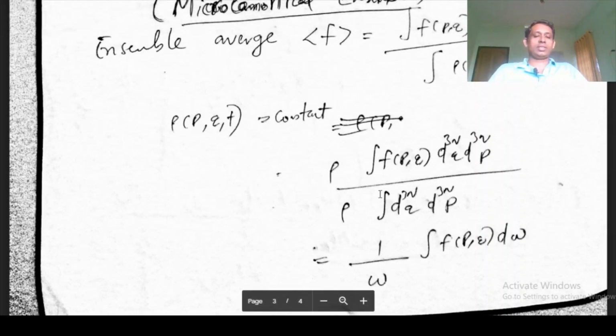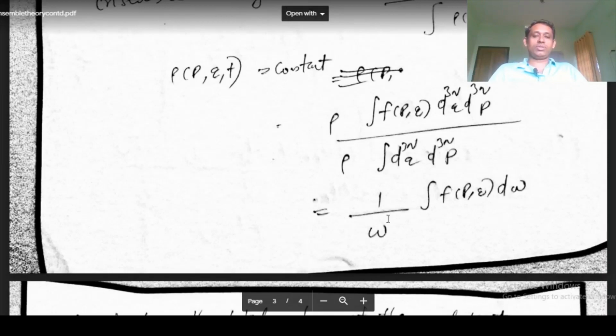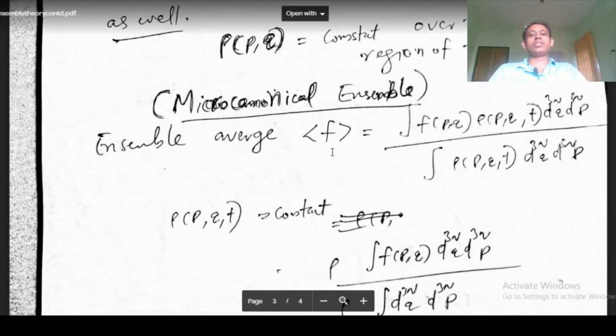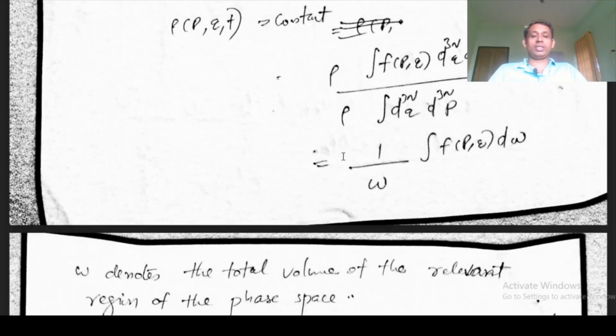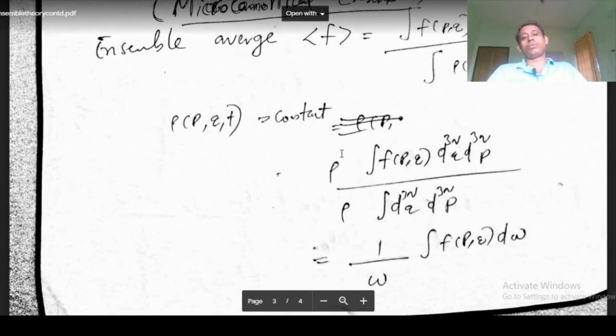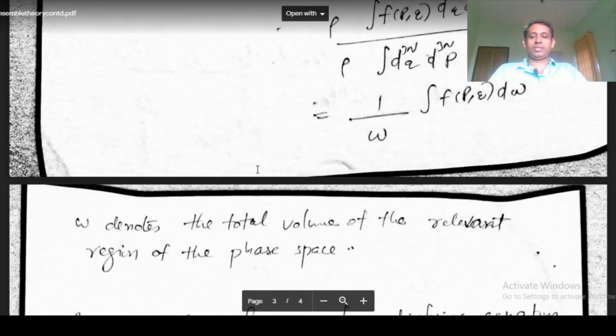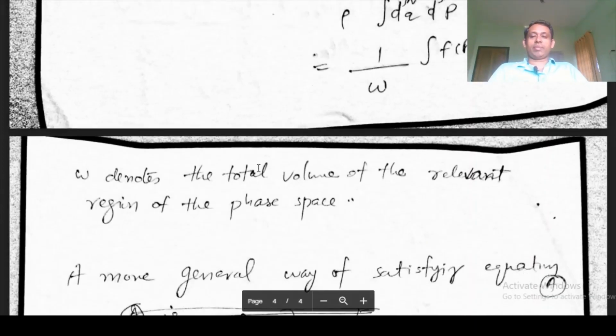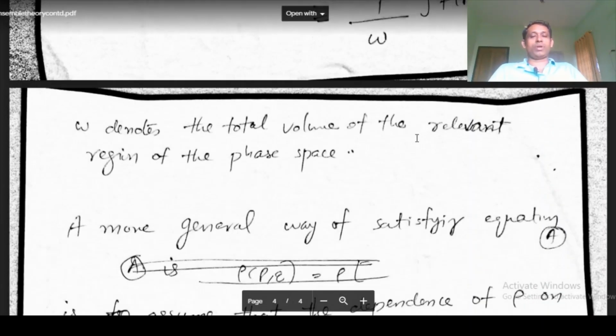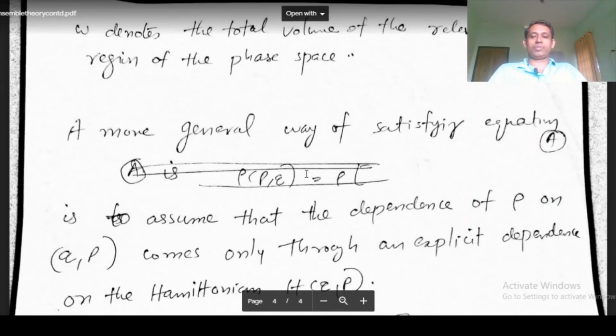This is written as omega, the total volume of the allowed region of the phase space. So this will be the ensemble average of a physical quantity in the micro-canonical ensemble. What you have in the denominator is the total volume of the allowed or relevant region of the phase space.